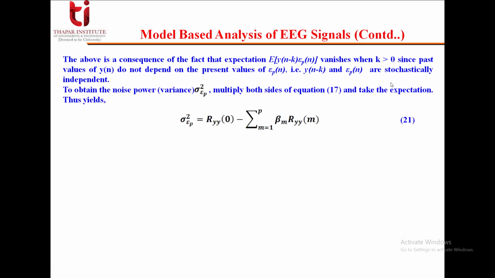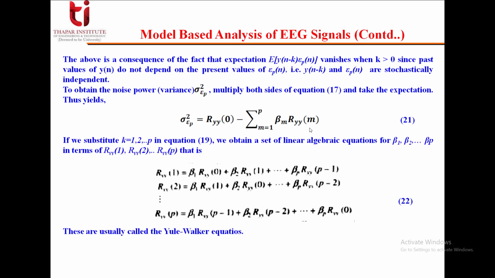So to obtain the noise power or variance, we can write the compact equation by multiplying both sides of equation number 17 and taking the expectation. That will be again equal to r_yy(0) minus the summation m running from 1 to p of beta_m r_yy(m). Now if you substitute k as 1 to p in equation 19, we obtain a set of linear algebraic equations as we have seen for order 2.